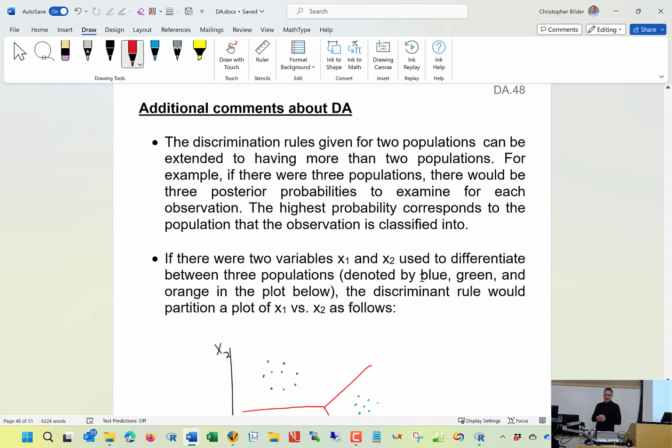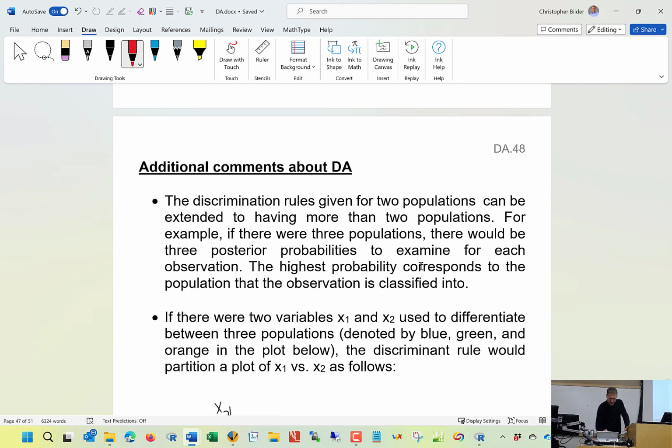We have some additional comments. This first one I've already talked about, and that is, while most of the notes are set up for looking at a case where you have two populations or two groups, what happens if you have three, what happens if you have four, and we simply have direct extensions to more than two groups.